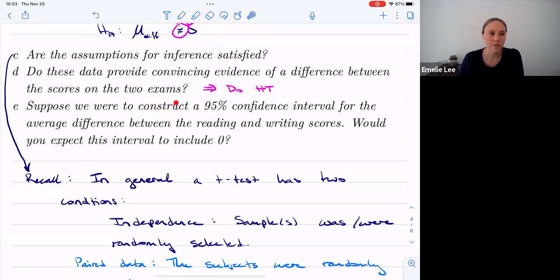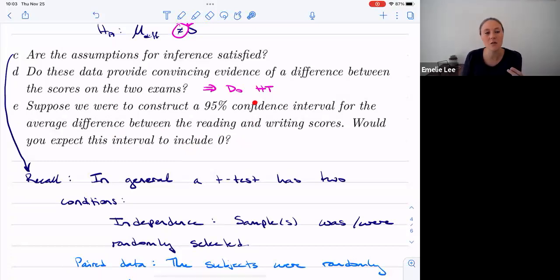Right. And the answers are in the notes that I posted. So that's why I'm just reading these so we can figure out what we would need to do. And then I want to do another example as well. So if we were to construct a 95% confidence interval for the average difference, right? So for mu diff between the reading and writing scores, would you expect this interval to include 0?